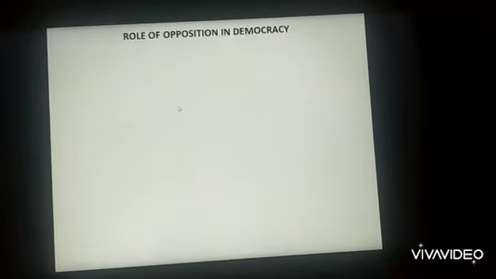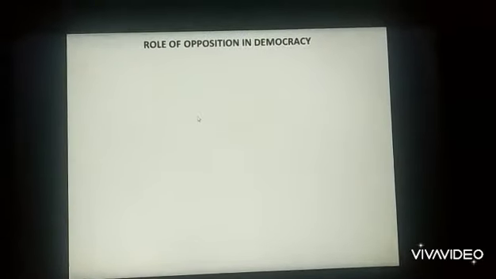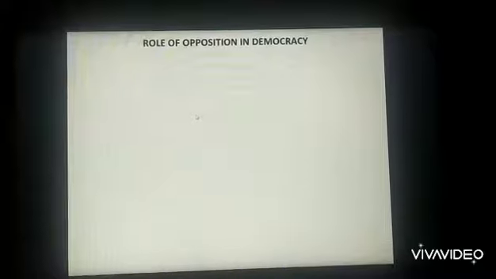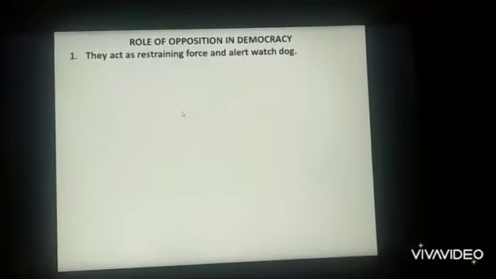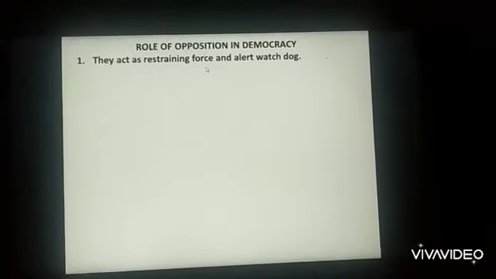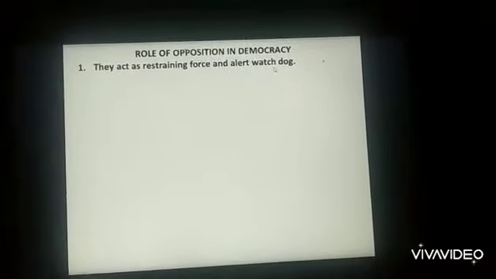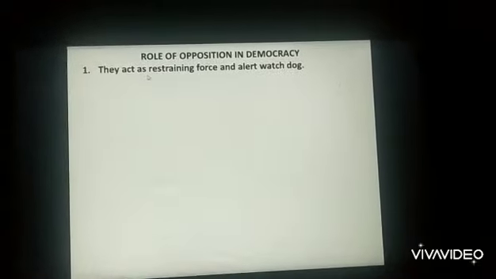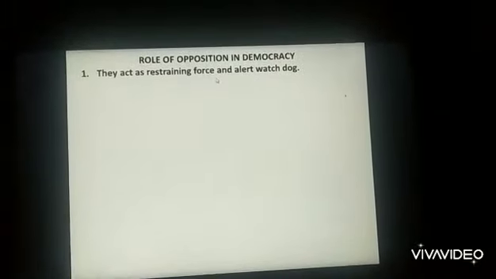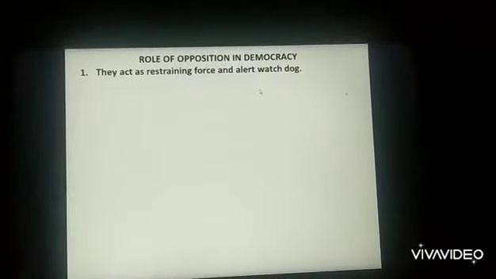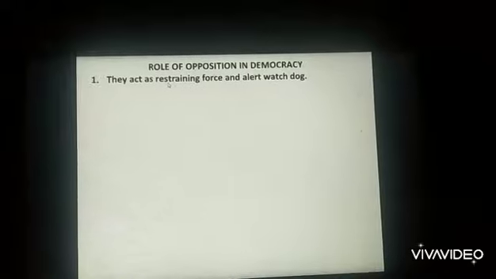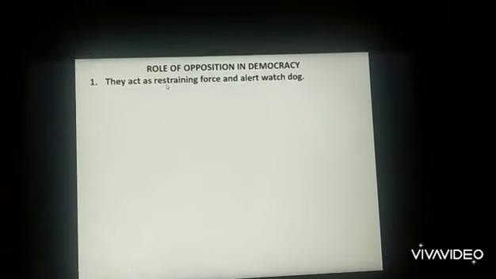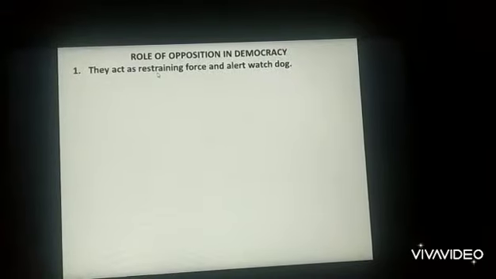So, what are the roles of the opposition? Definitely, we need opposition in any government because they have to check the power of the government. The first function of the opposition party is to act as a restraining force. They have to check the government and watch their activities. Without the opposition watching them, the ruling government will take power into their own hands and misuse it. They can pass any kind of bill without opposition in the government.